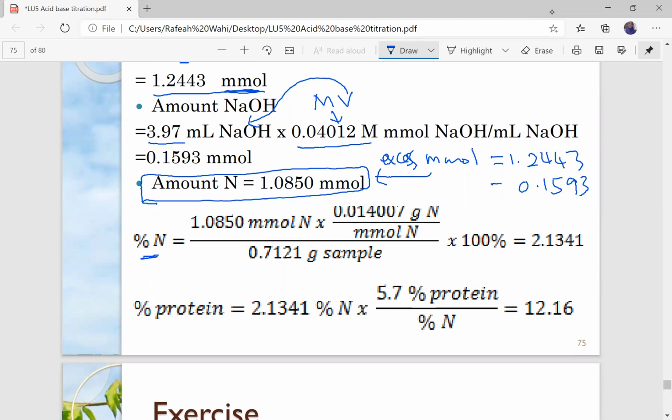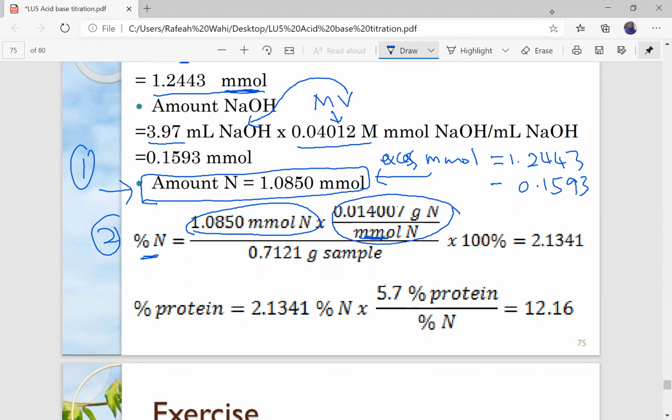Okay, so the first step is to find the excess millimole so that you can find the amount of nitrogen. The second step is for you to calculate the percentage of nitrogen. So this is the mole of nitrogen taken from step 1 just now. And this is the formula mass of nitrogen or molar mass of nitrogen, but not in gram per mole, it's in gram per millimole.